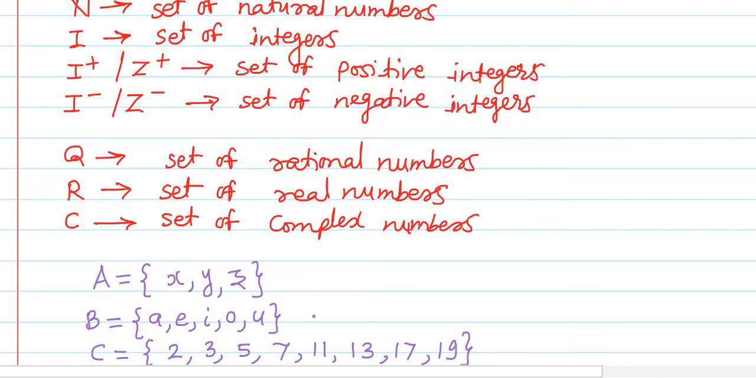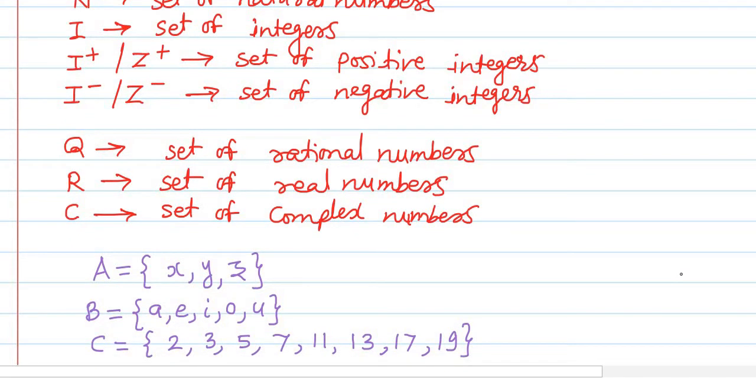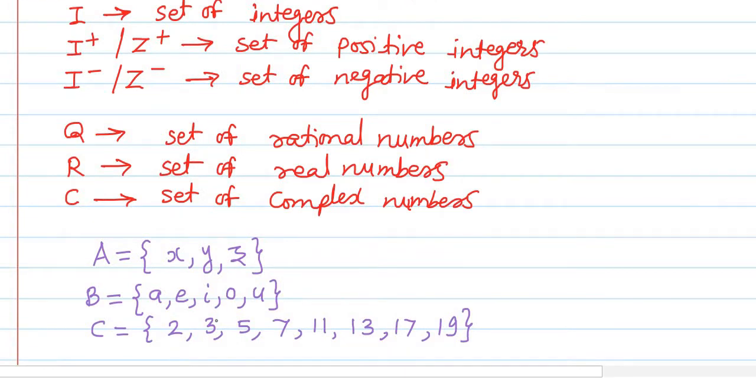Next one, the second method of representation of a set is the set builder method, in which sets are written by mentioning the common property of their elements. For example, the set B, which we have discussed just now, can also be written as B is the set of all x such that x is a vowel.